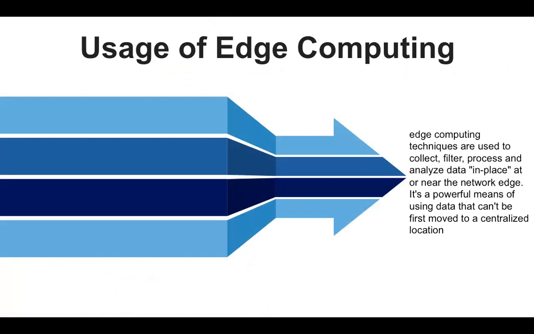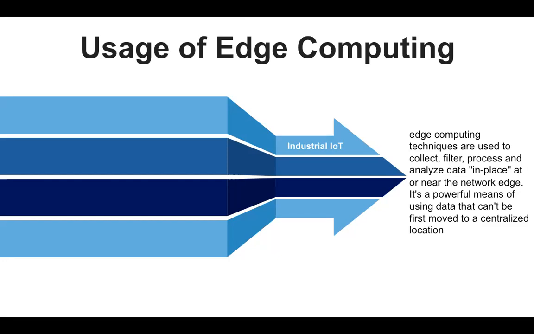Uses of edge computing. Edge computing techniques are used to collect, filter, process, and analyze data in place at or near the network edge. It is a powerful means of using data that can't first be moved to a centralized location.